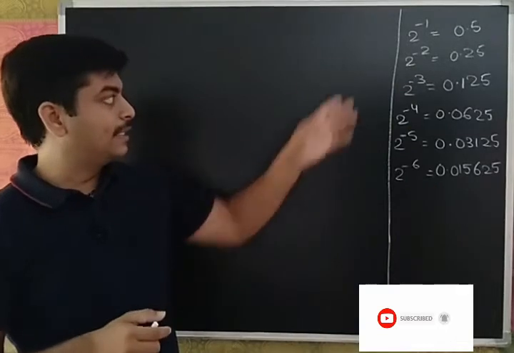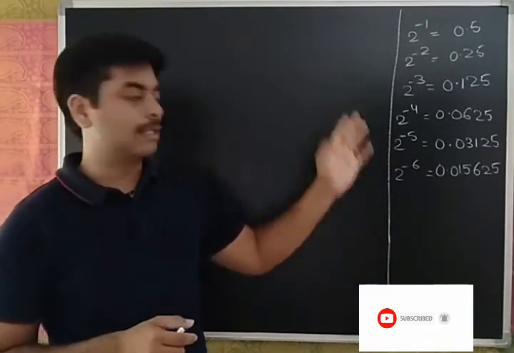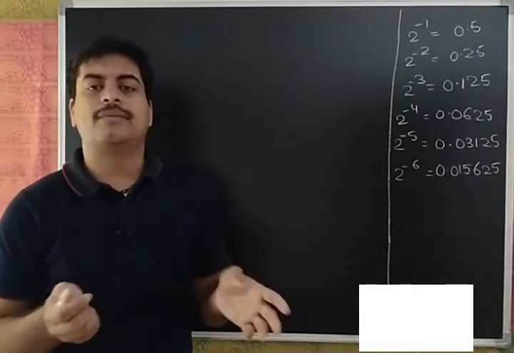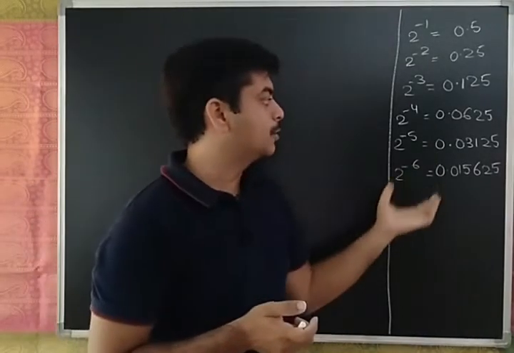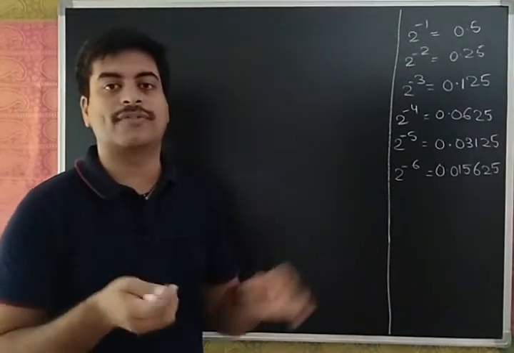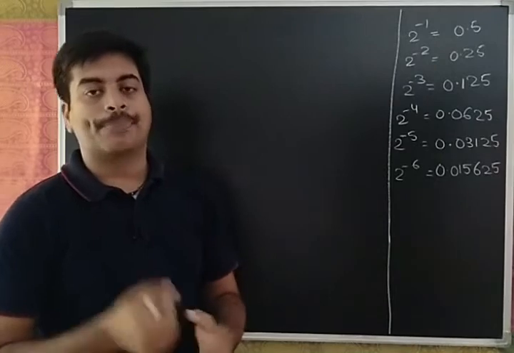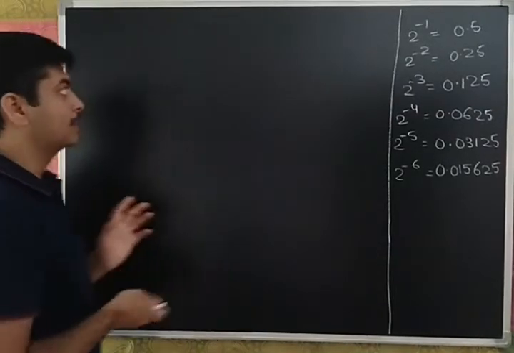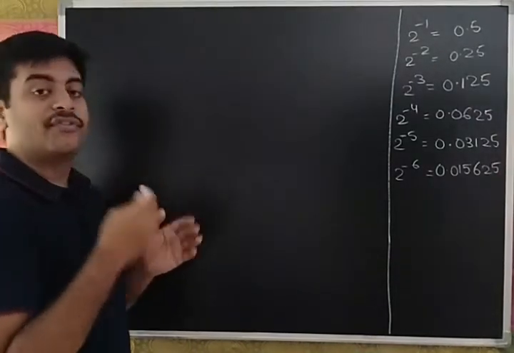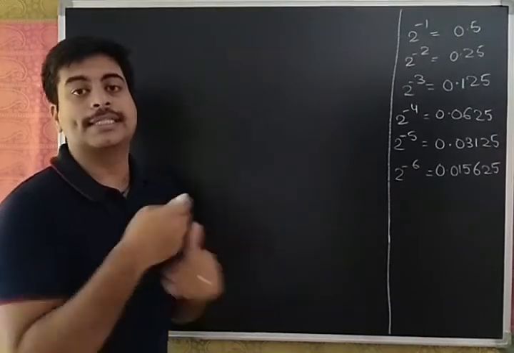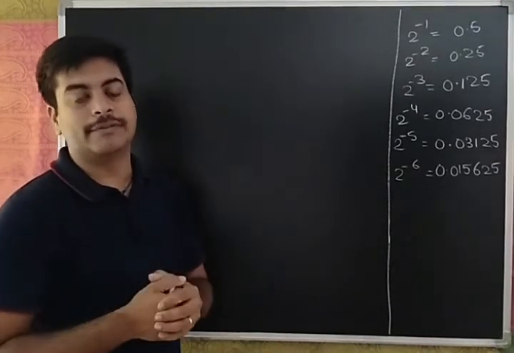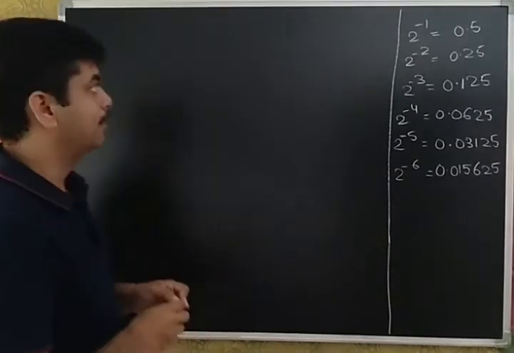So for my convenience, I have written these numbers, 2 power minus 1 to 2 power minus 6. In some problems, we may require these values, so without the loss of time, I have written them here. So now the concept is how to convert a fractional number to its binary equivalent. Let us take one example.